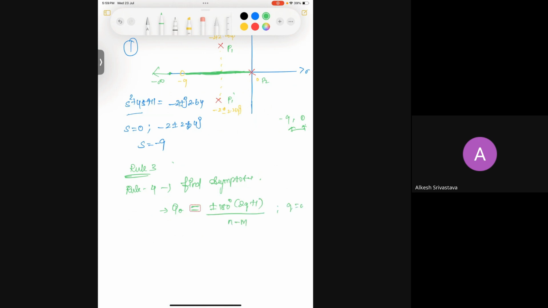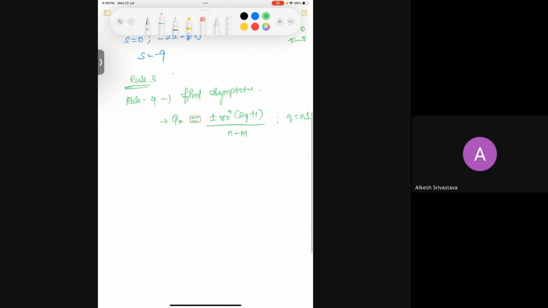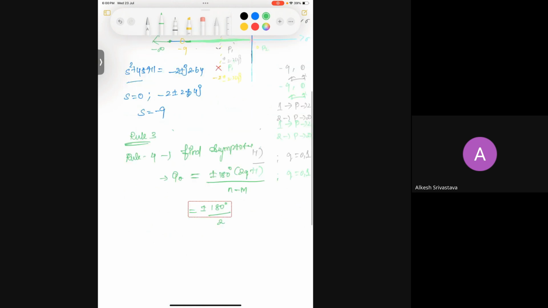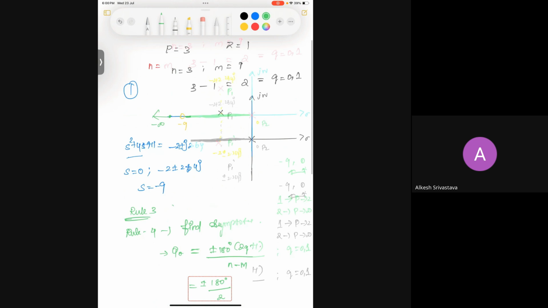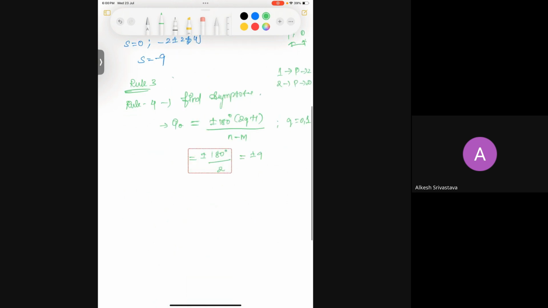So q, you have to find it for 0 and 1, because we have 3 poles but only 1 zero. So one root locus will go from a pole to the zero, and 2 will go from poles to infinity, right? Now if you put q equal to 0, it will be 180 degrees by 3 minus 1, 2, so 2 only, right? So this will give you plus or minus 90 degrees.